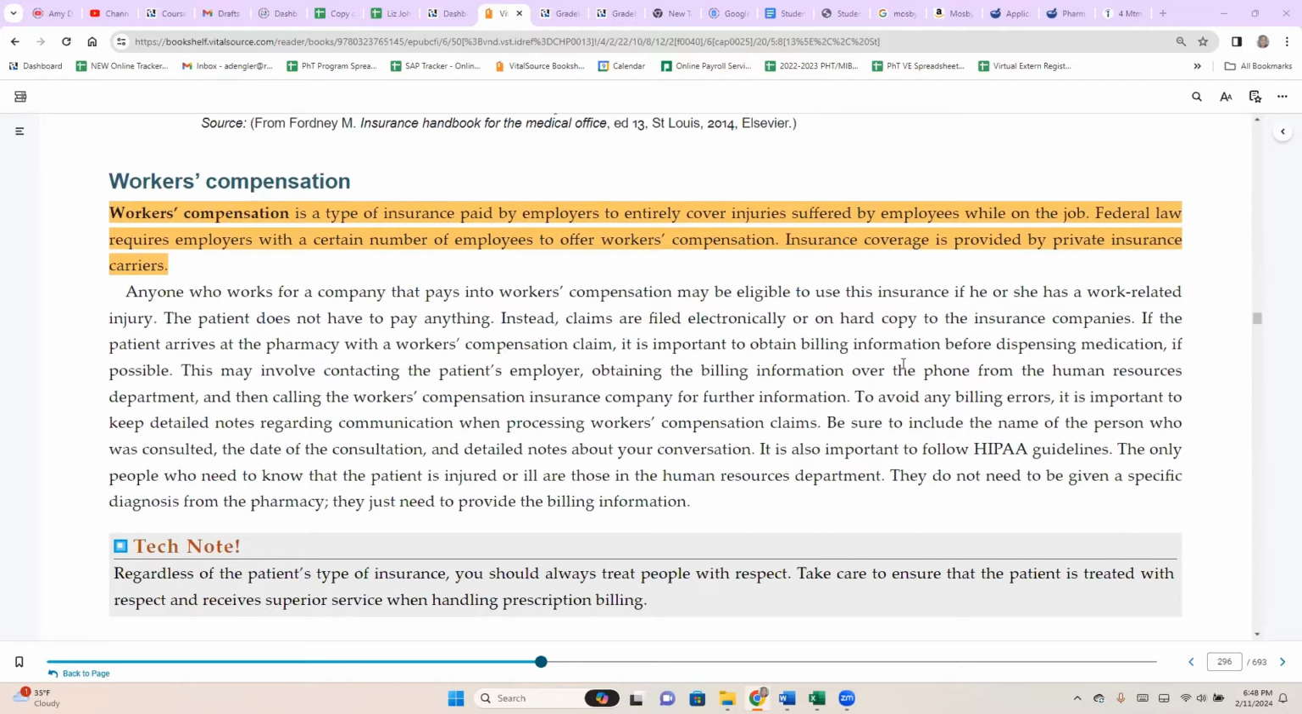If the patient arrives at the pharmacy with a workers' compensation claim, it is important to obtain billing information before dispensing medication if possible. This may involve contacting the patient's employer, obtaining the billing information over the phone from the Human Resources Department, and then calling the workers' compensation insurance company for further information.